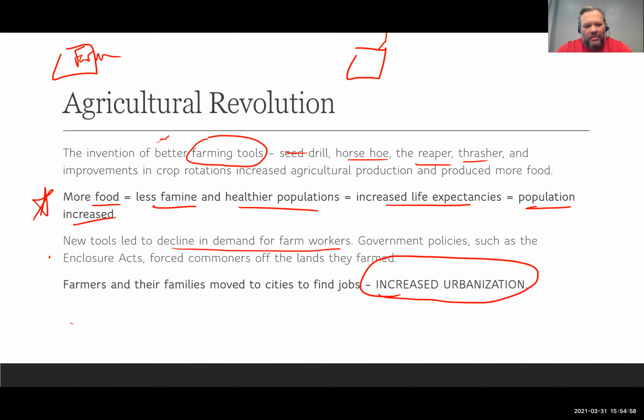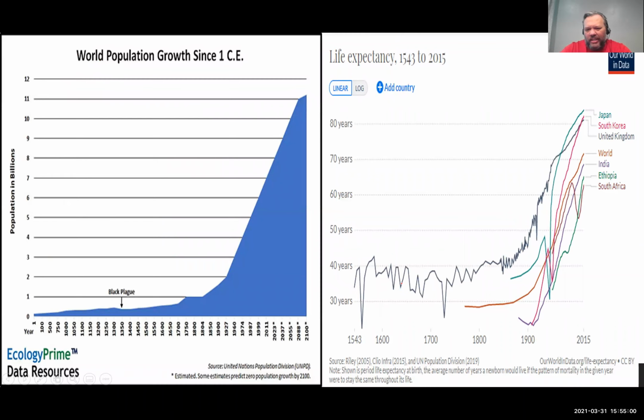So a lot more people in the cities. All right, take a look at this. And so if I didn't tell you what years the Industrial Revolution occurred, hopefully you could look at this and kind of figure it out. So here's our world population since year one, basically. And this is life expectancy from 1543 up until about now.